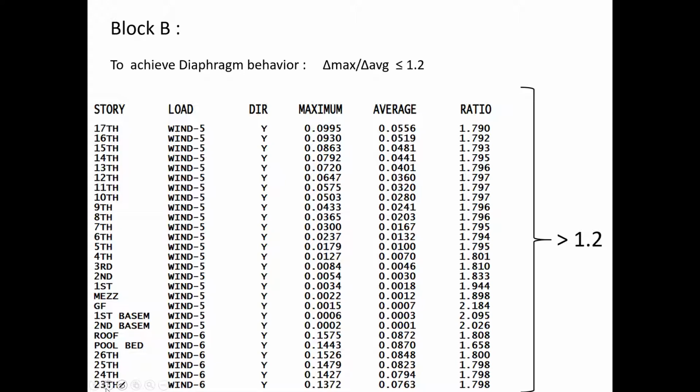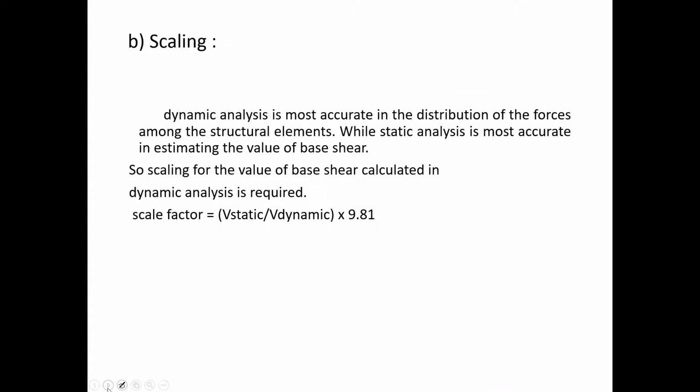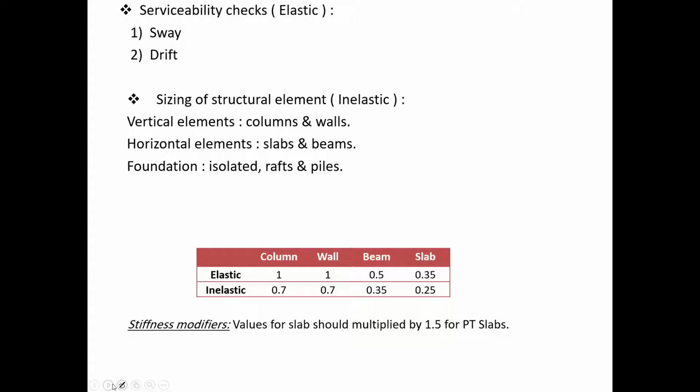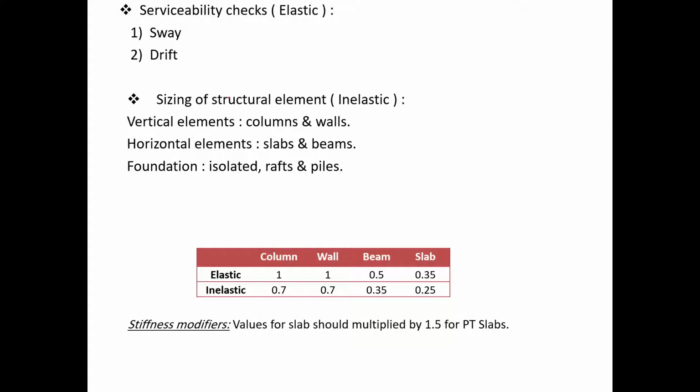Okay, slabs. These results are to achieve diaphragm behavior related to wind. We need to check the wind analysis and the dynamic analysis. Also, we will do scaling for the base shear, and we will add to this method time history analysis. Okay, and we will check the elastic sway and drift, and we will do sizing of structural elements.